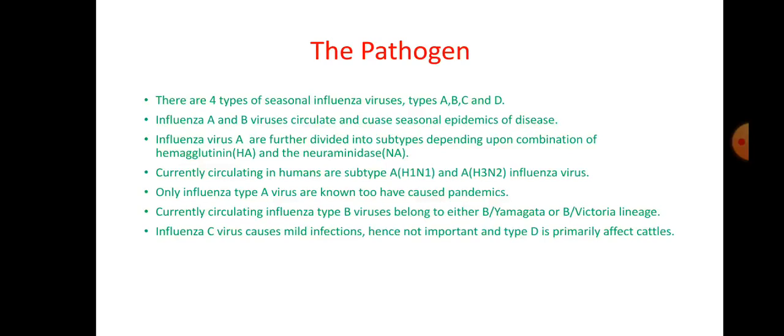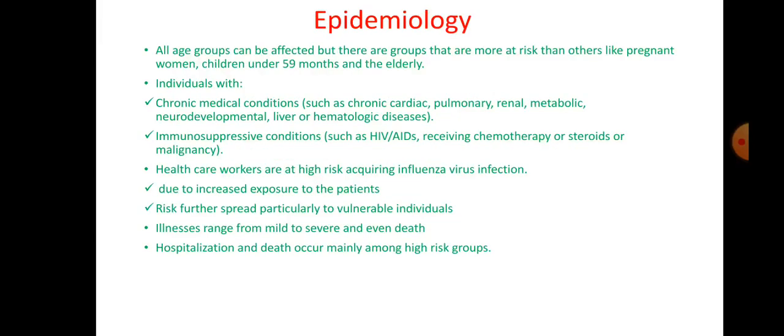So it's clear that B, C and D are not that virulent as A. And the type D influenza virus doesn't affect humans, it primarily affects cattle.